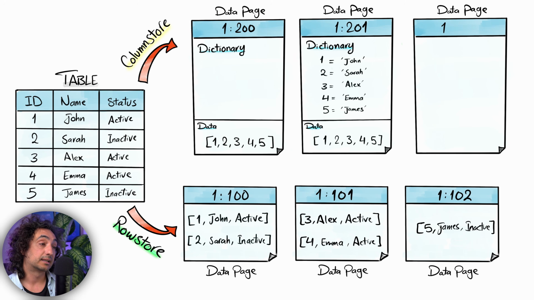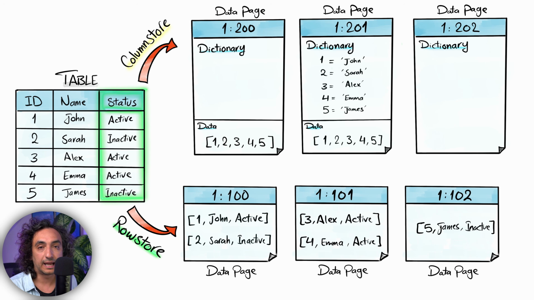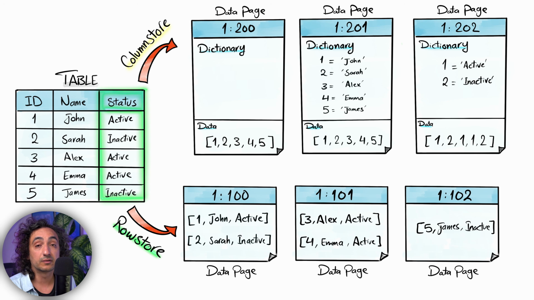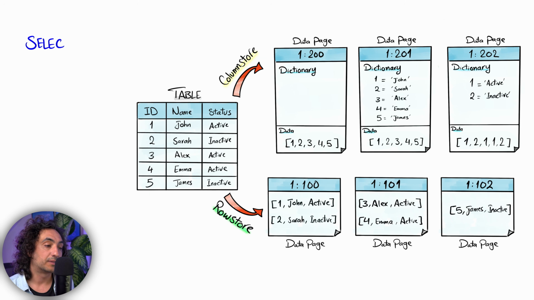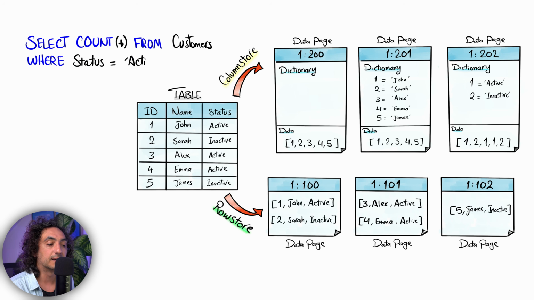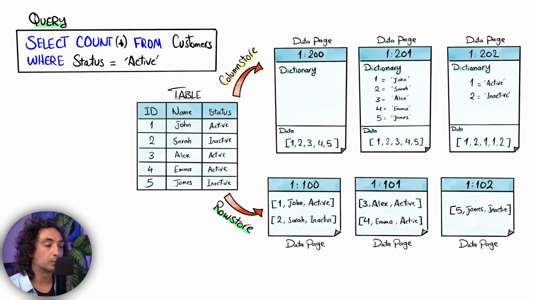Now the database is gonna create for the third column, the status, one more data page, and the dictionary here gonna be very small. So for active, we're gonna have 1, and for inactive, we're gonna have 2. And in the data stream, we will be storing only the IDs of the dictionary. So now let's understand why the Columnstore is faster. Let's have the following query. We want to find the total number of customers that are active. So we have the query SELECT COUNT(*) FROM customers, and we're gonna filter the data by the status where it is equal to 'Active'.